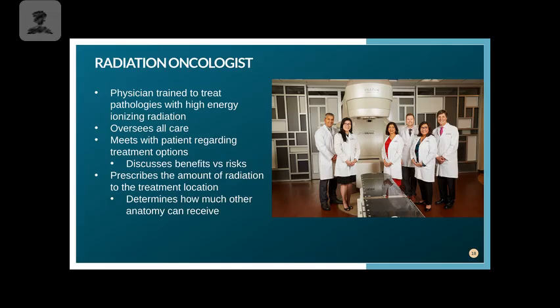They're going to meet with the patient at the very beginning for their consultation to discuss their radiation treatment and their options. They have to go over all the benefits and the risks of each type of procedure. They will also write a prescription. Much like how doctors can prescribe you an antibiotic or a steroid, the radiation oncologist will prescribe a certain amount of radiation for that location. They will also decide how much they want other anatomy to receive, because the healthy tissue surrounding your tumor is going to get some radiation, and they determine exactly how much is acceptable for those regions.